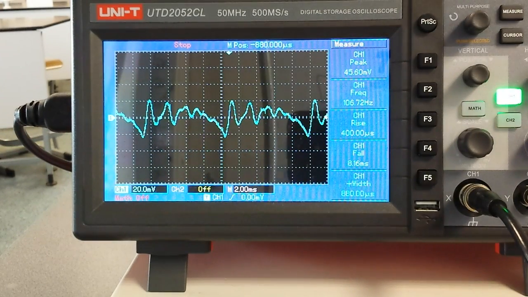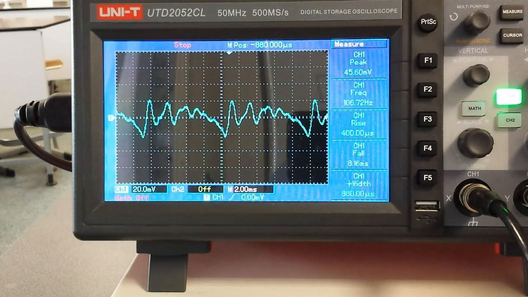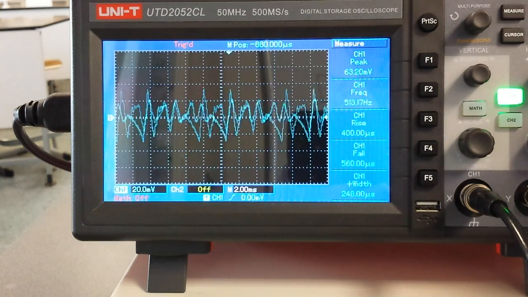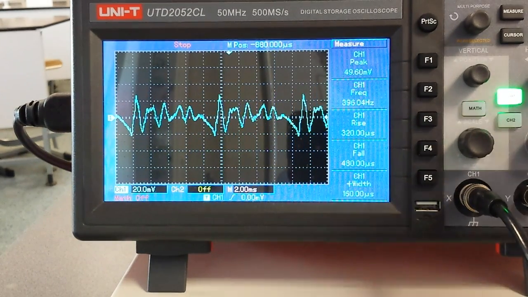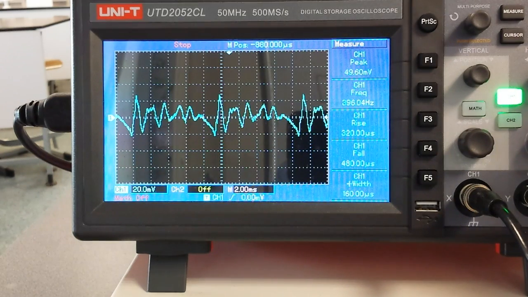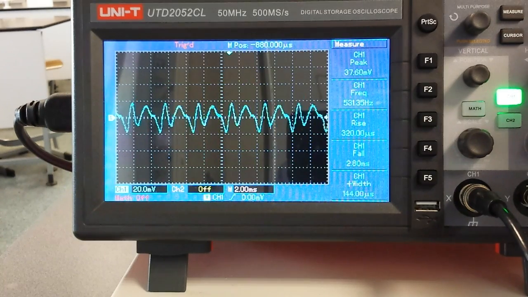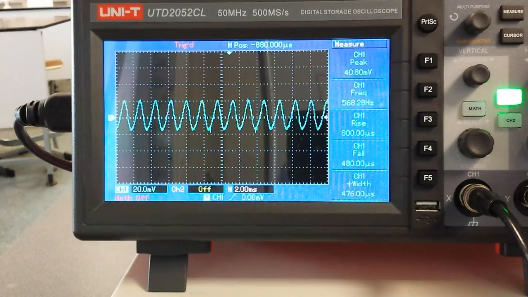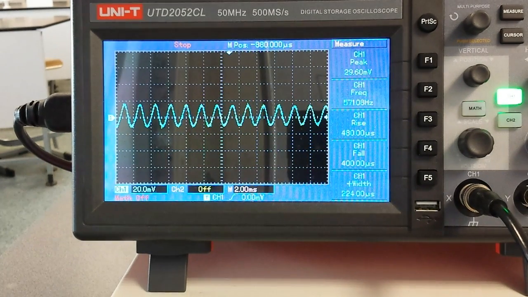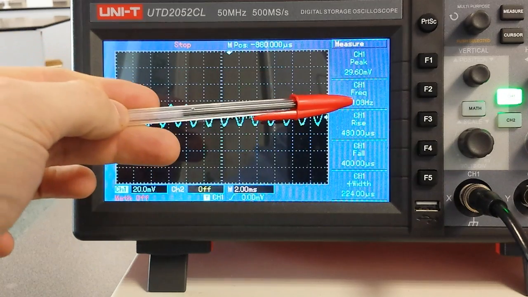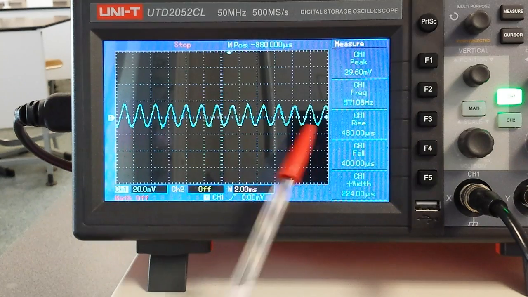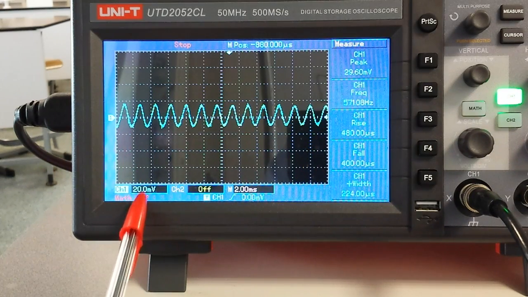Let's see if we can look at some different frequencies now. So we'll unfreeze. Well, 396 hertz. So let's see what happens now. Now, we've moved right up to 571 hertz there for that sound. And clearly, there are a lot more ups and downs in the same time because we didn't change the scale.